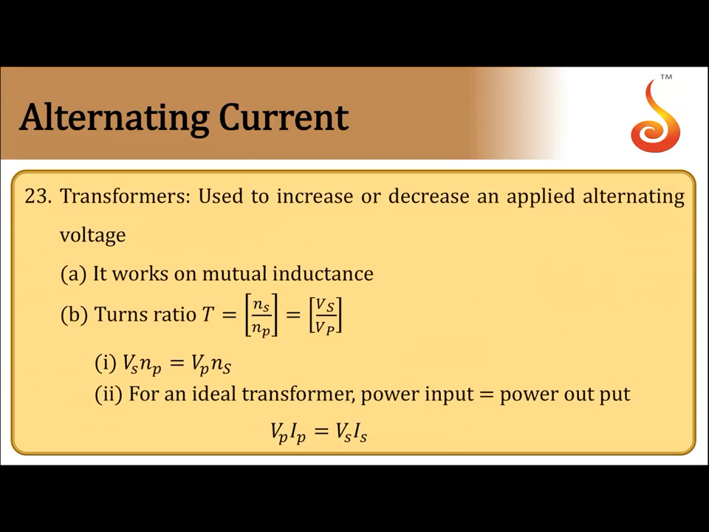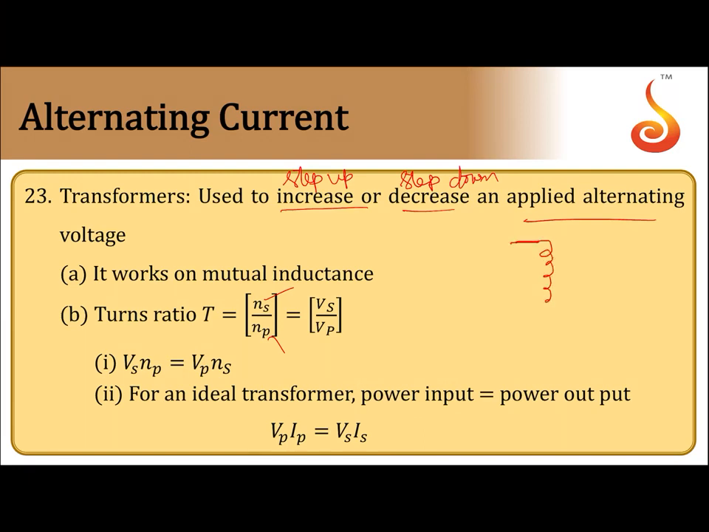Then coming to the concept of transformers. So they are used to increase or decrease, in other words, we say step up or step down, an alternating voltage. So to step up or step down an alternating voltage, we make use of transformers. It works on the principle of mutual inductance. In the case of transformers, the turns ratio is given by Ns by Np, where Ns is the number of turns in the secondary coil, Np is the number of turns in the primary coil.